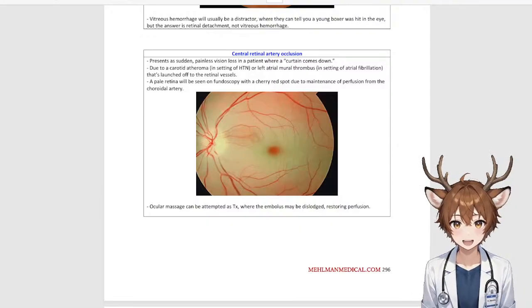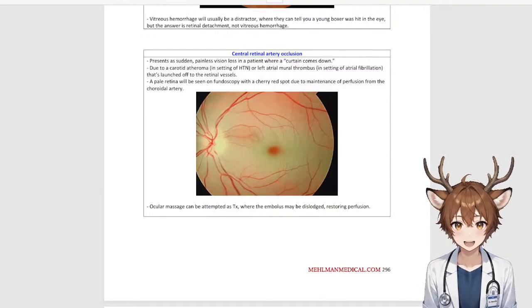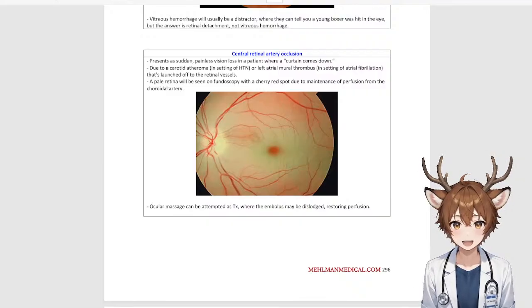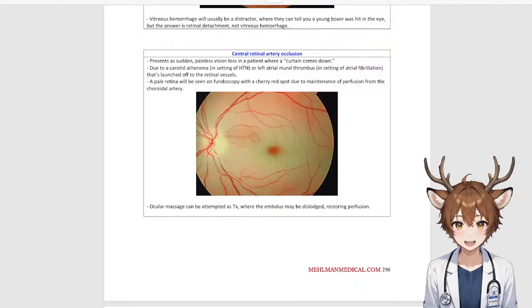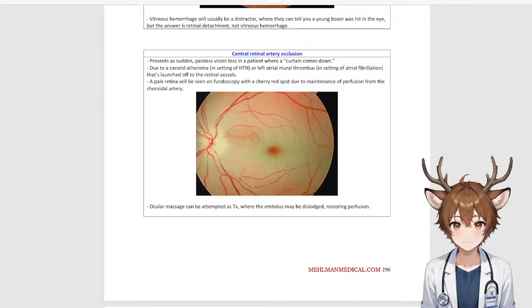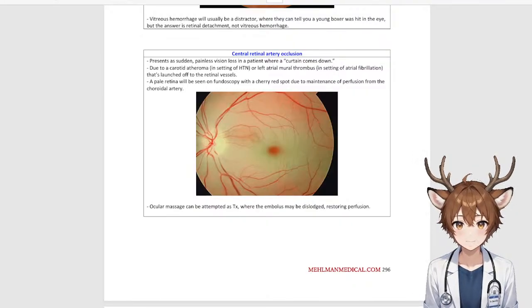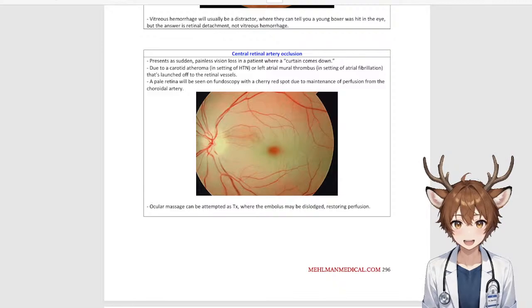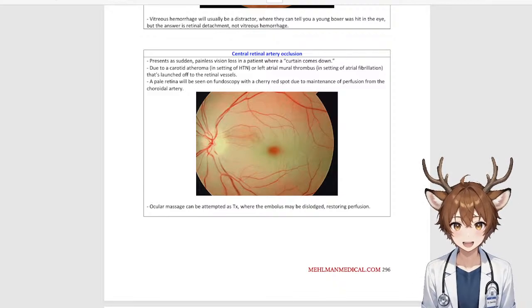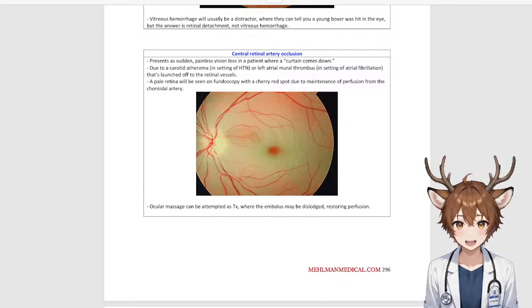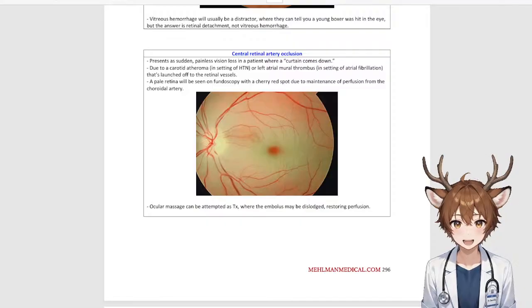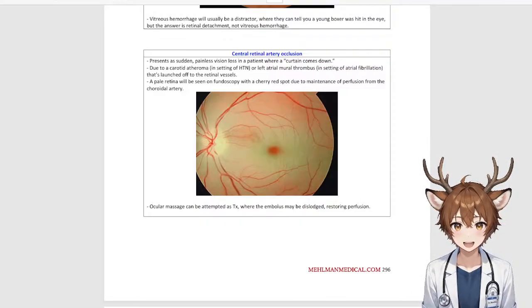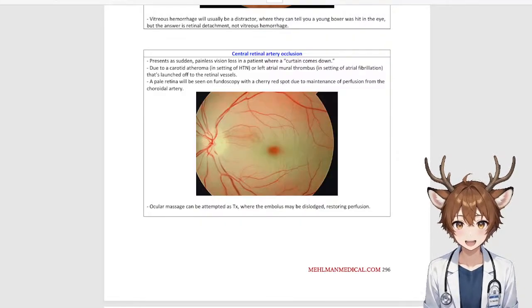Central retinal artery occlusion. Presents as sudden painless vision loss in a patient where an embolus comes down due to a carotid atheroma in the setting of hypertension or a left atrial mural thrombus in the setting of AFib that's launched off to the retinal vessels. A pale retina will be seen on fundoscopy with a cherry red spot due to the maintenance of perfusion from the choroidal artery. Okay, ocular massage can be attempted as treatment where the embolus may be dislodged, restoring perfusion.